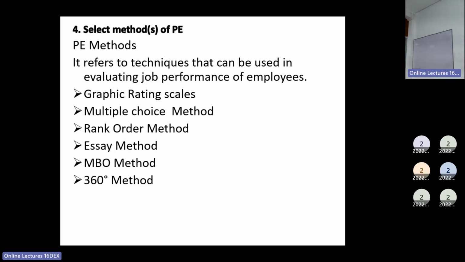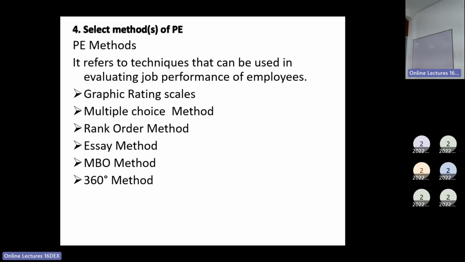The first one is the graphic rating scale. In Sinhala, we call it Guna Parimana Abium Kramaya. Graphic rating scale is one of the oldest methods of performance evaluation. Although it is an old method, it is used even now. Many organizations are still using it as a part of their evaluation because it is a good method.